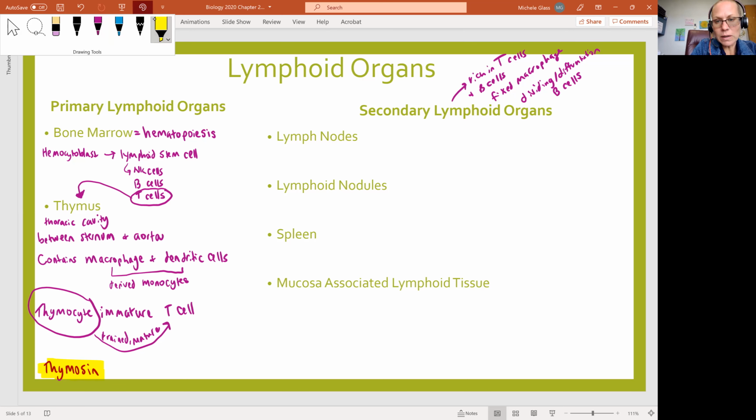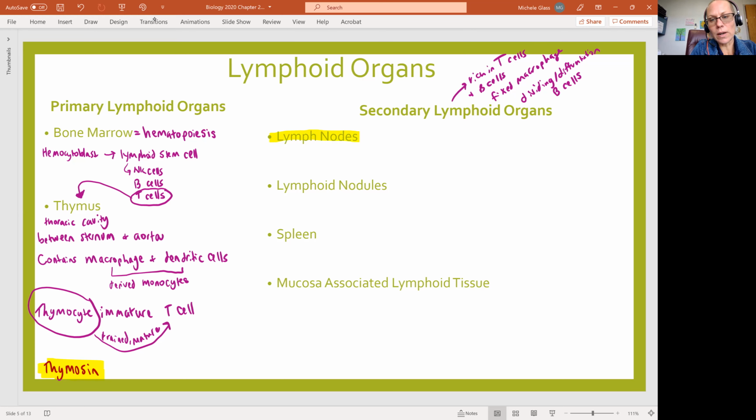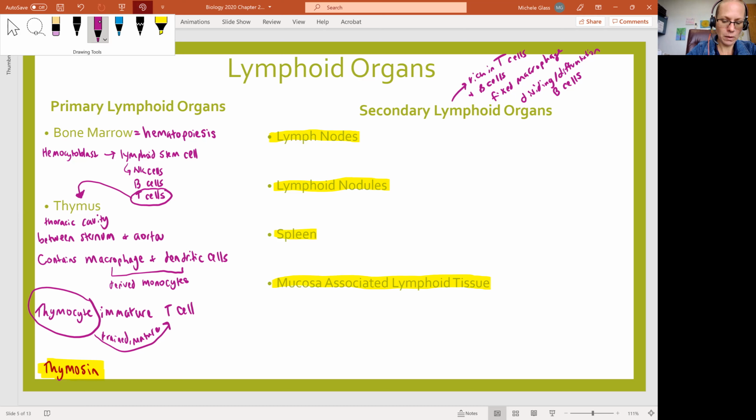And I'm going to run down the list and highlight just so that it will stand out. When we talk about our secondary lymphoid organs, we're talking about lymph nodes, lymphoid nodules, the spleen, and then what's called the mucosa-associated tissue. You're going to be going through the anatomy of these as part of your lab work, so you'll be catching that detail there. So let's just talk a little bit of other information.